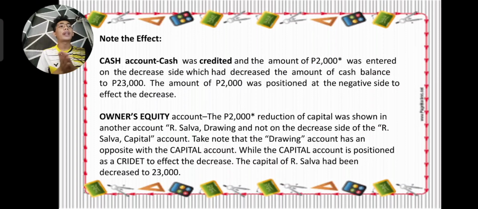Di siya pwede ibutang dito sa decrease side sa R. Salva capital. While the capital account is positioned as a credit to effect the decrease, the capital of R. Salva had been decreased to what? 23,000. So, ang capital na lang ni R. Salva ay 23,000 kay since nag-withdraw man siya og 2,000.